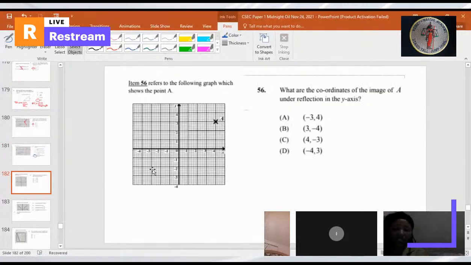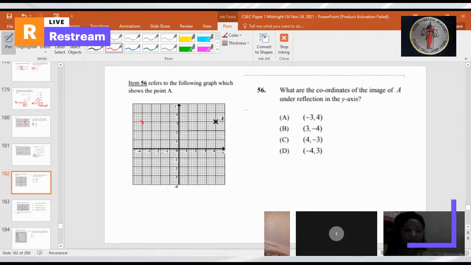All right, so we're now at 56. Item 56 refers to the following graph, which shows the point A. What are the coordinates of the image of A under a reflection in the y-axis? Okay, so this is the y-axis. If we're reflecting this point, how many places away from the y-axis is it to the right? Four places. So we need to reflect it four places over here. So 1, 2, 3, 4. So it would now be here, right?